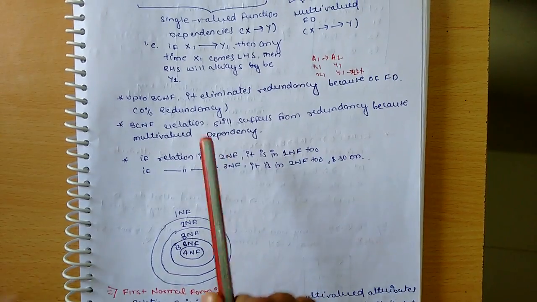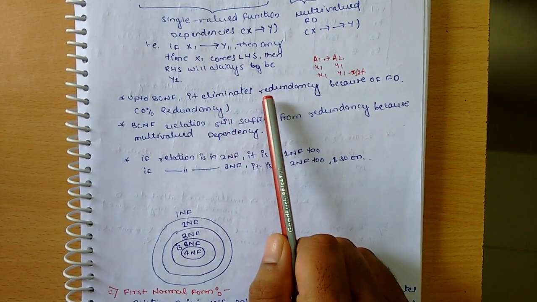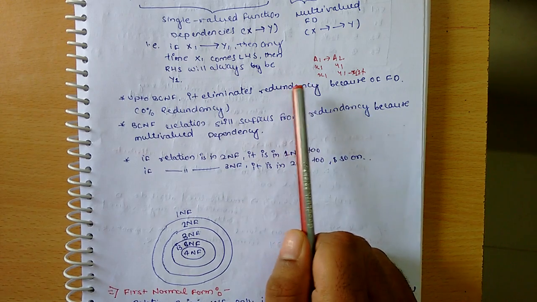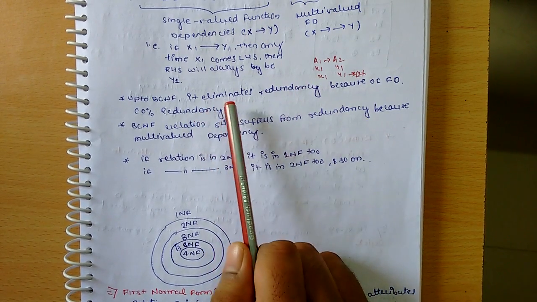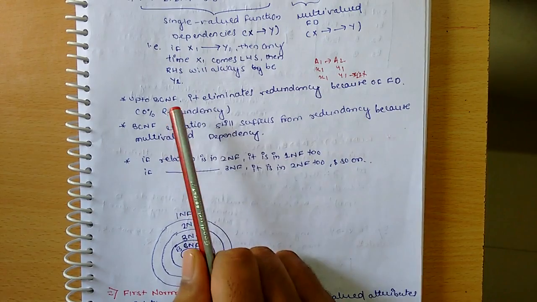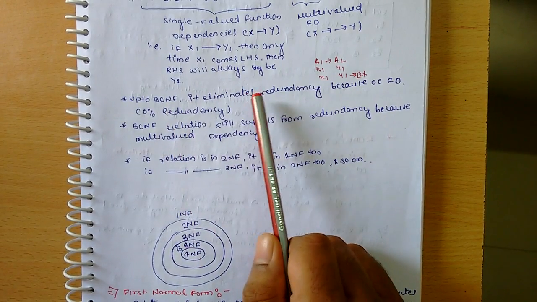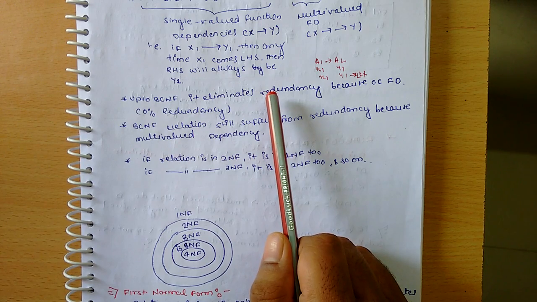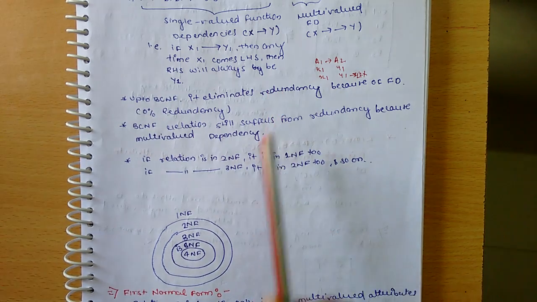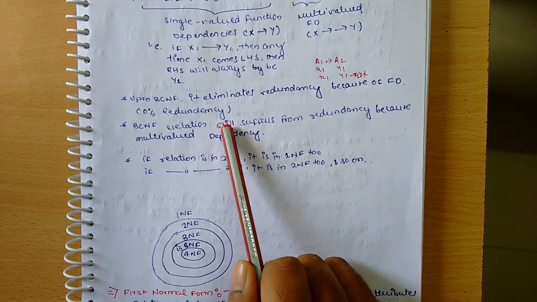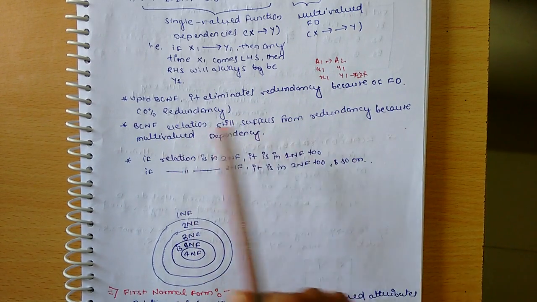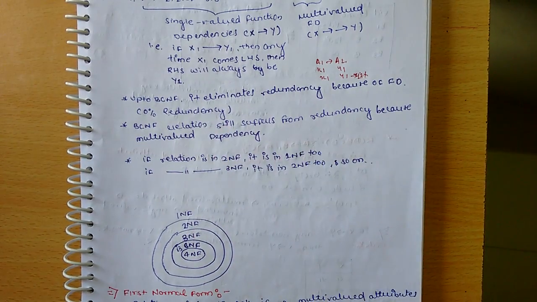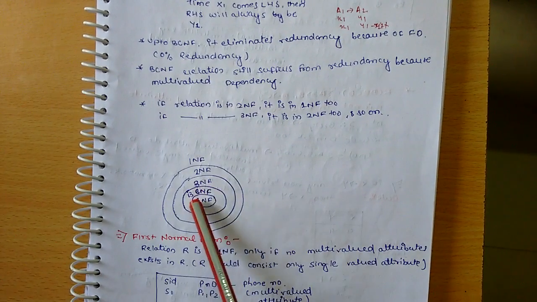Up to BCNF, it eliminates redundancy because of FDs. There will be 0% redundancy because of single-valued functional dependency. But because of multi-valued functional dependency, there may be some redundancy in a relation which is in BCNF. A BCNF relation still suffers from redundancy because of multi-valued dependency. So we have a diagram here.